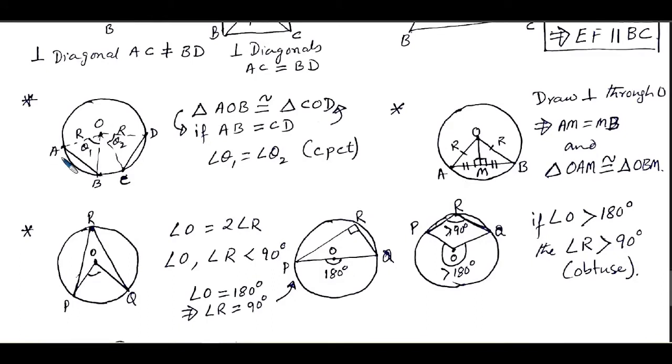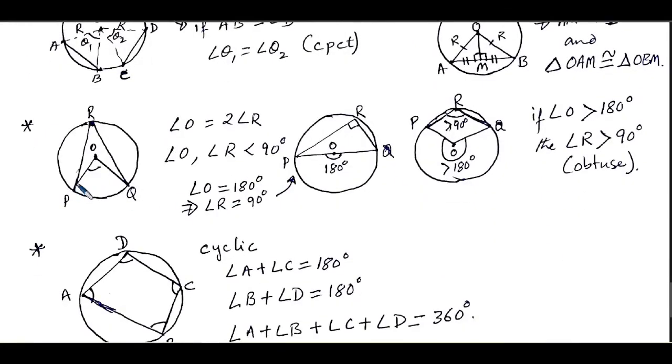We have seen that if chords are of equal length, then the angles subtended, theta 1 equal to theta 2, by CPCT congruence. Then if you draw a perpendicular to this chord, it will bisect it. That also we have seen.